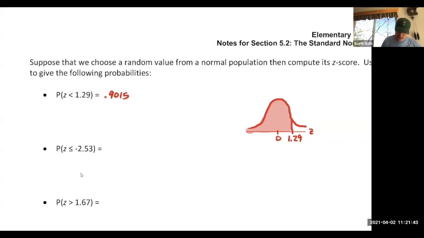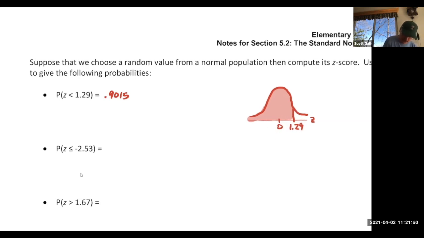Now, the next one's really similar. Let me move that last picture I drew a little bit. Next one's really similar, but it's a negative z, and it's still asking less than, which means to the left. So let's go this way. So negative 2.53 is on the left here. I'll just go ahead and put it there.